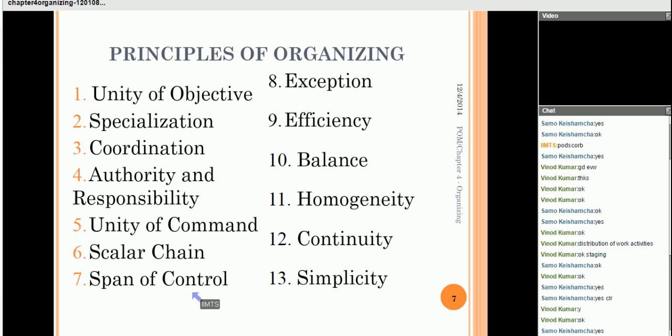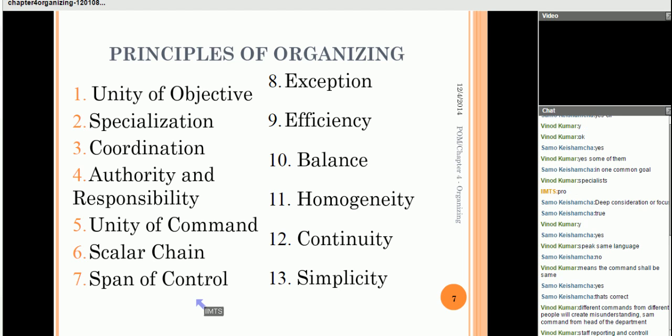If the span of control is narrow, meaning fewer people under one boss, then it will be easy to control the activities and coordinate them, instead of having a broad span of control. If many people report, then there will be problems.